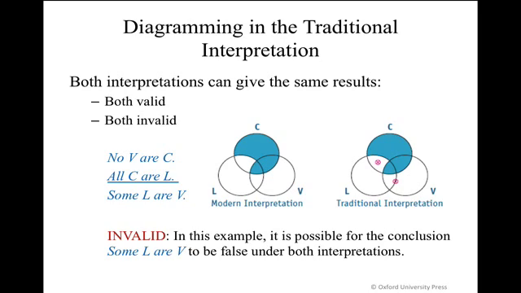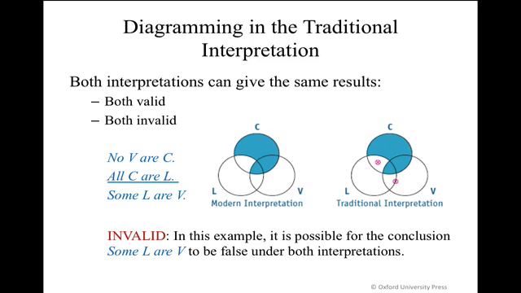So on the modern interpretation, here again, we've got two universals, so it doesn't matter which you diagram first. If you diagram in order, you'll see that on both the modern and traditional interpretation, the area of VC overlap is shaded. Then when we diagram the second premise, all C are L, we see that the area of C outside of L is shaded. So you have matching diagrams for that part of the interpretation of the universal.